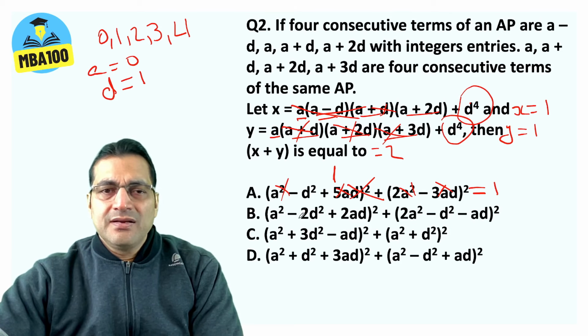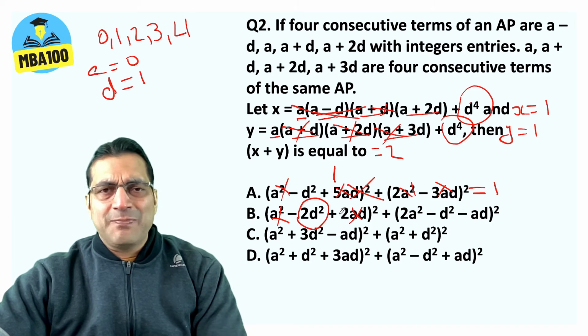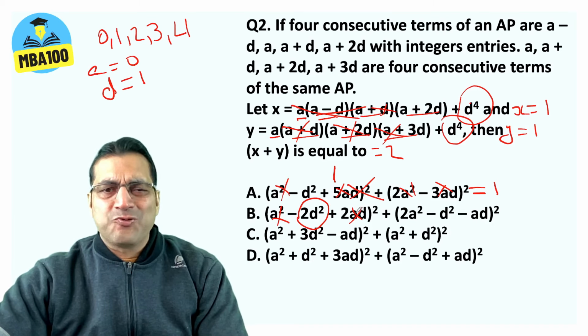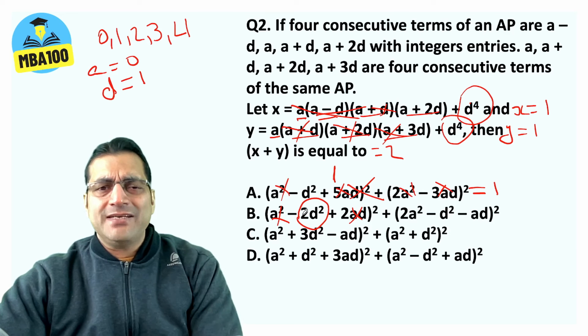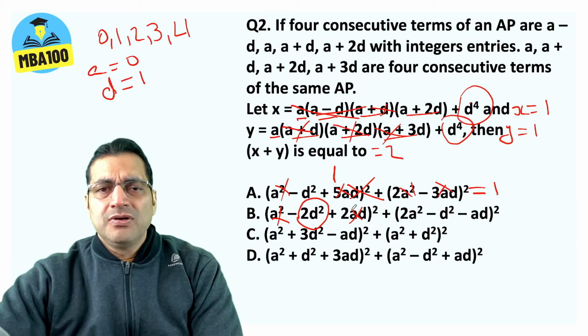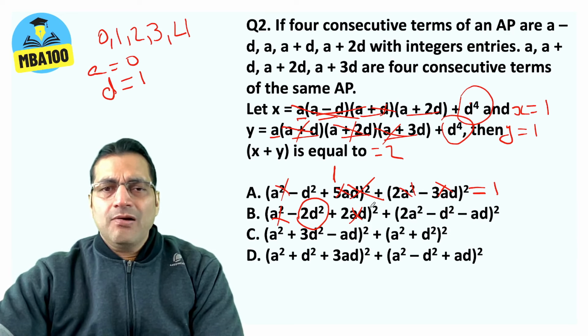Look at this, 2d square. This anyway would be 0. Anything that is multiplied by 0 is 0. So 2ad, a square, everything is 0, right? So this 2d square is 2. 2 square is 4. Alright.